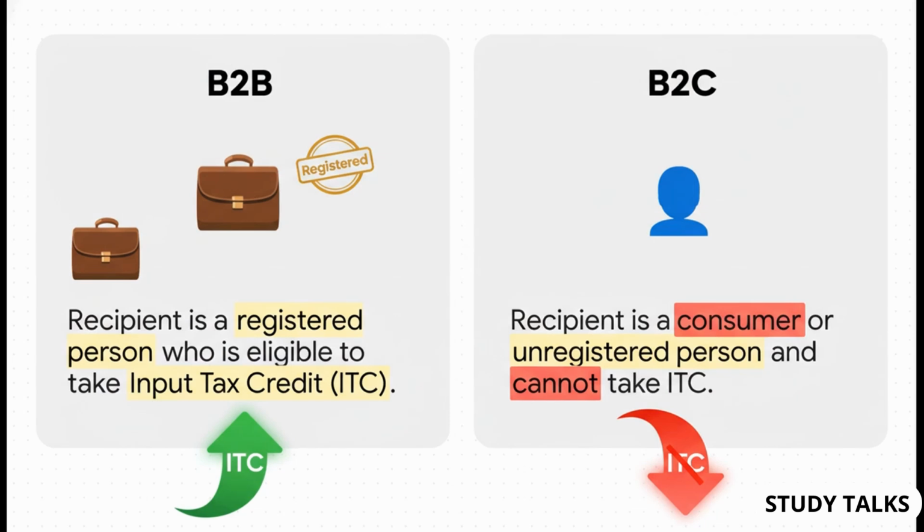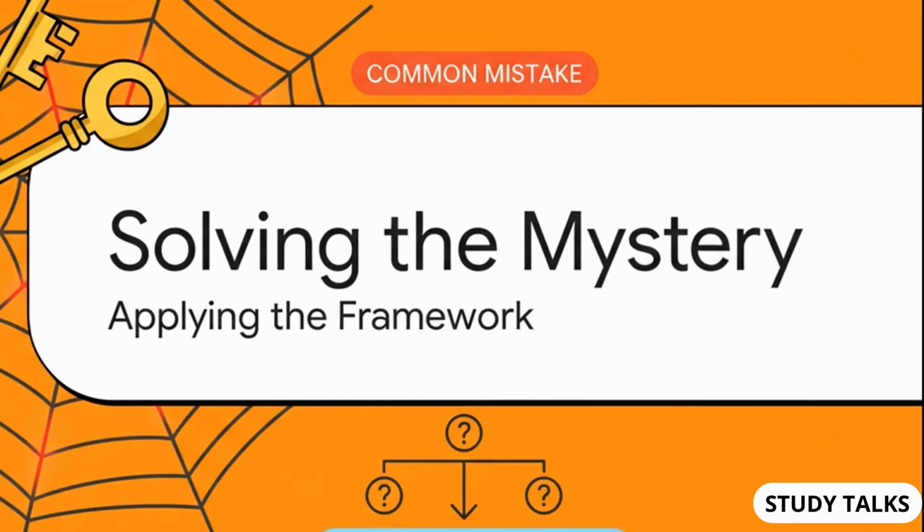So, what's the difference? It's actually pretty simple. B2B, business to business, is when the recipient is a registered person. Think of it this way. They can claim input tax credit, or ITC. B2C, on the other hand, is when the recipient is an unregistered person like you or me buying something for personal use. No ITC available. This distinction is everything, because for B2B supplies, the default rule points straight to the recipient's location. All right, we've got our keys, we know about the B2B versus B2C trap. It's time to go back to that original mystery and solve it once and for all.